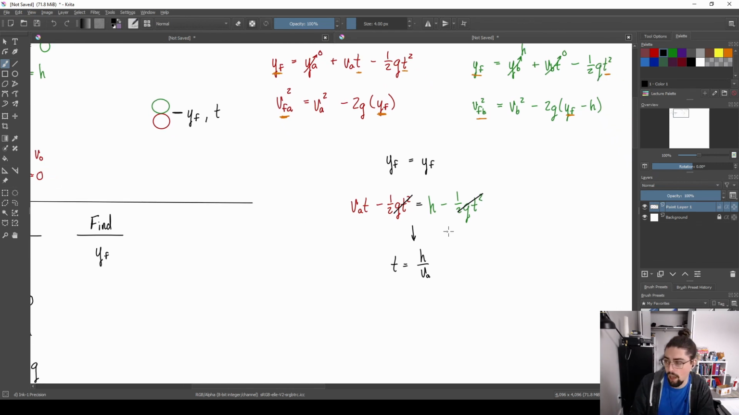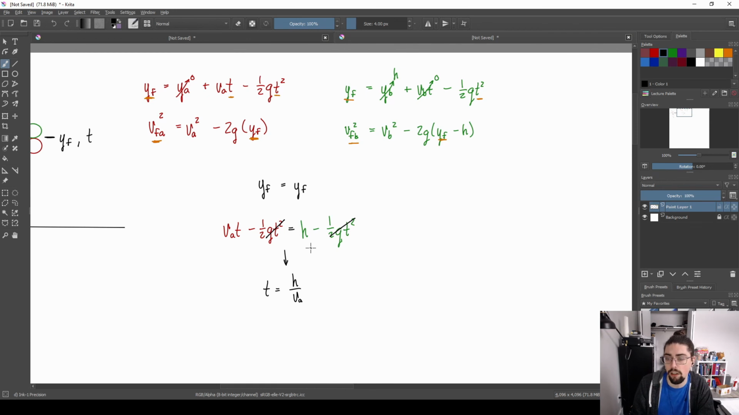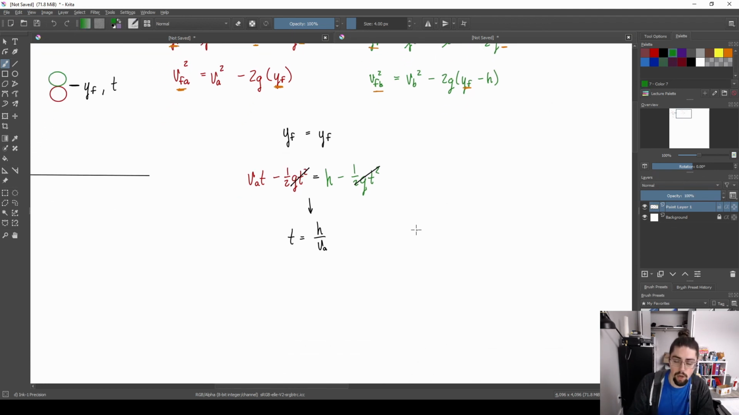So what I will do now is go to either one of these. Which one looks easier? I guess I'll take the green equation. Not that it matters at this point. Question, though.